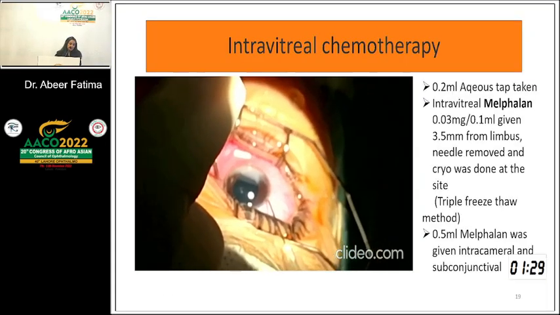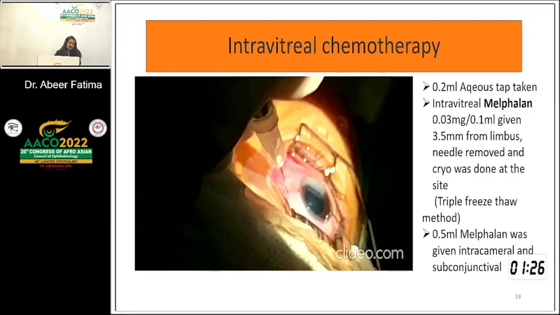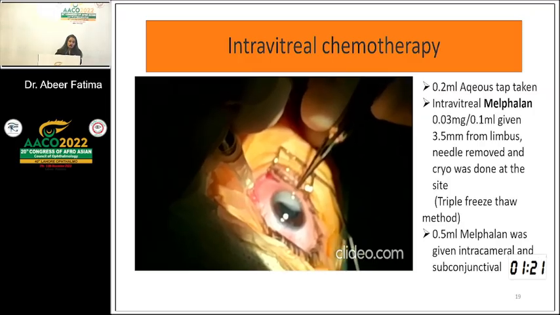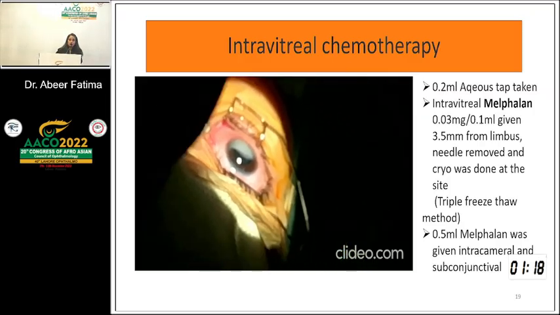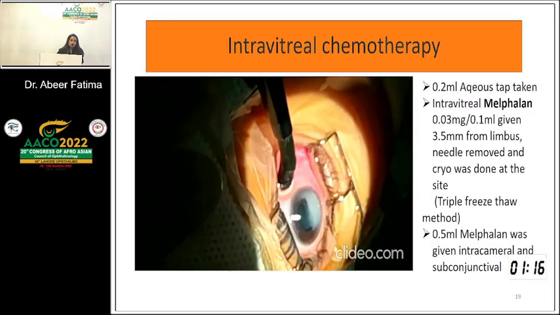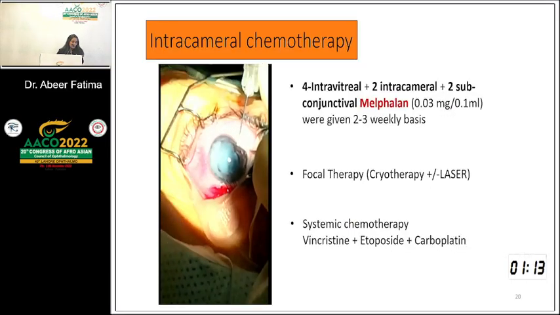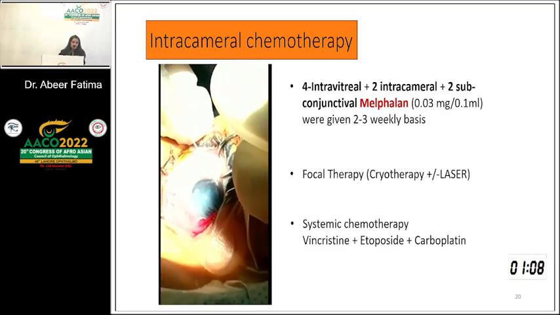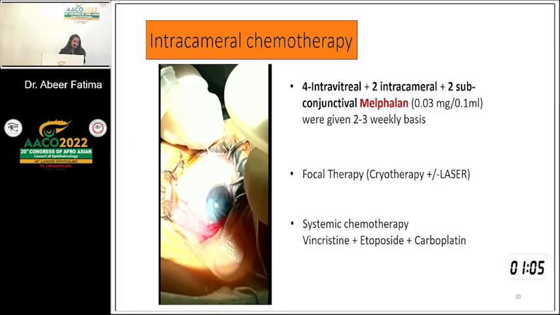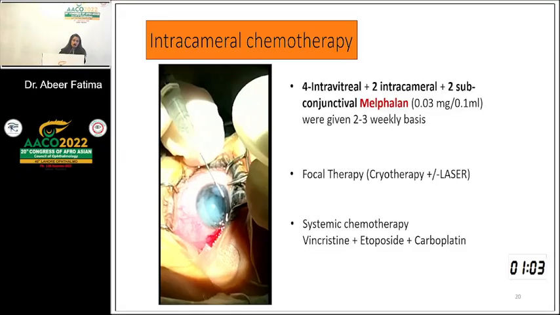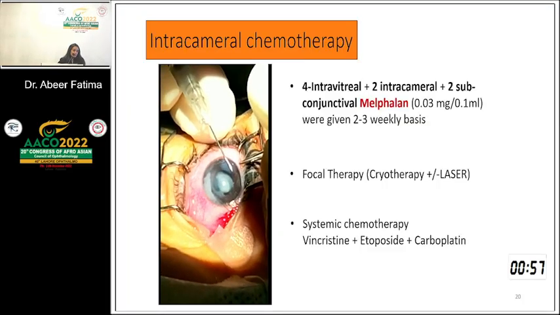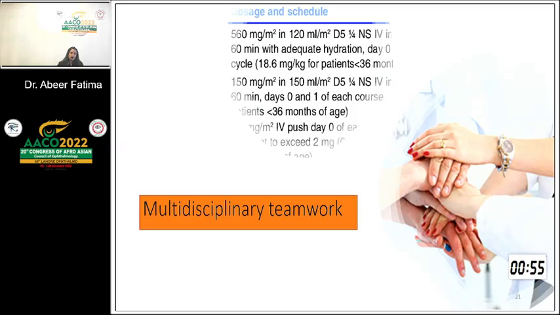So intravitreal chemotherapy was started with 0.03 mg melphalan in 0.1 ml, given 3.5 mm away from the limbus. After the needle is removed, triple freeze-thaw cryotherapy is applied to prevent the needle track seeding. 0.5 ml melphalan was also given intracameral and subconjunctival. So there were 4 intravitreal, 2 intracameral, and 2 subconjunctival melphalan injections on a 2 to 3 weekly basis, along with the focal therapy. The systemic chemotherapy of the patient was managed by pediatric oncology, and 6 cycles of vincristine, etoposide, and carboplatin were given.